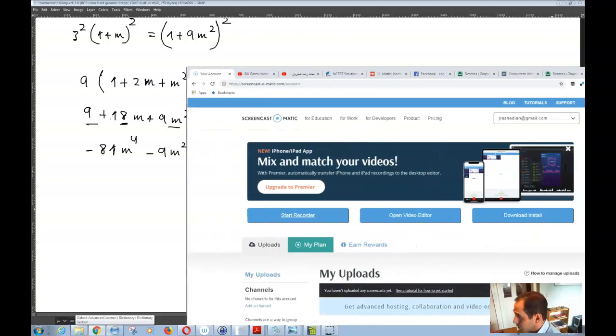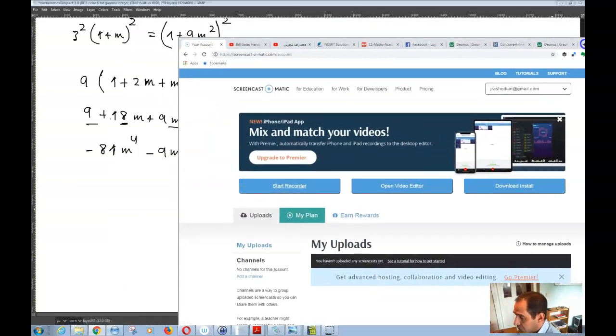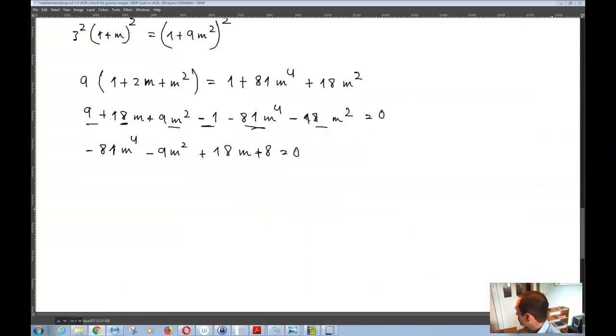So what I want to do, I will simply find out the roots of this equation using a graph, and then use that graph in order to factorize this equation. Otherwise it would take me forever to solve this equation. And for the sake of simplicity, I just write it as 81m raised to the power 4 plus 9m raised to the power 2 minus 18m minus 8 is equal to 0.